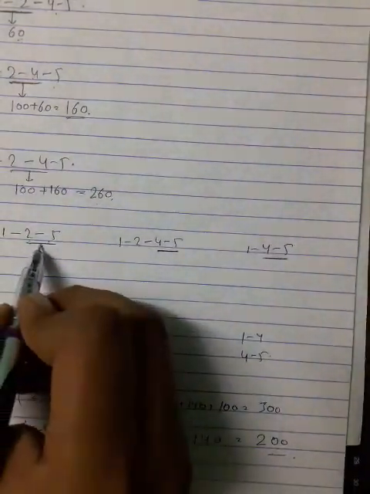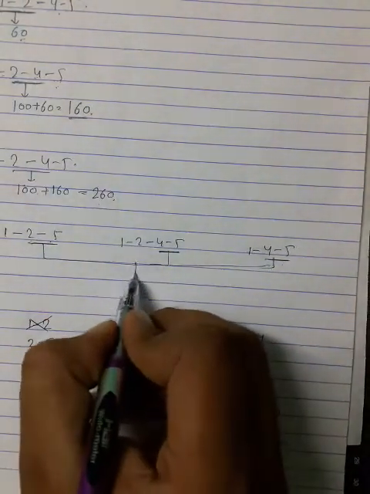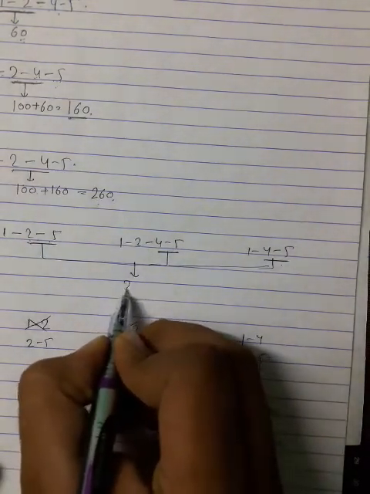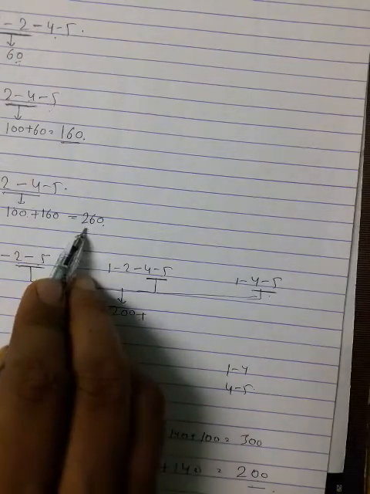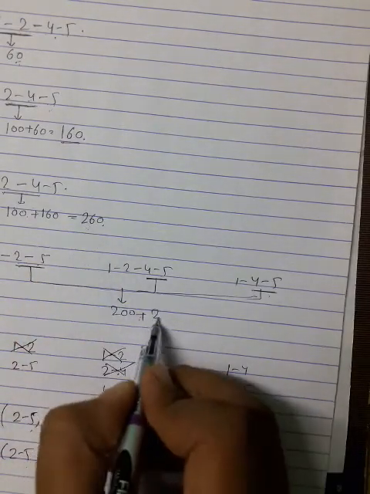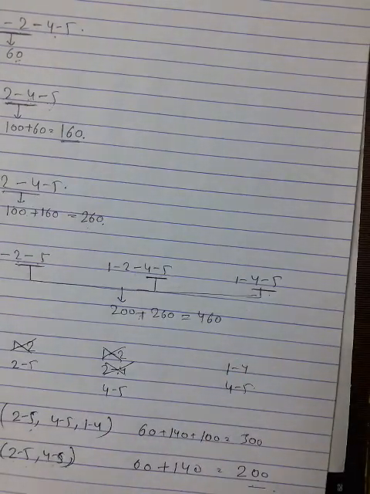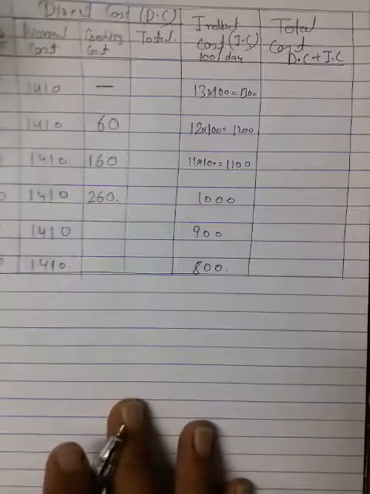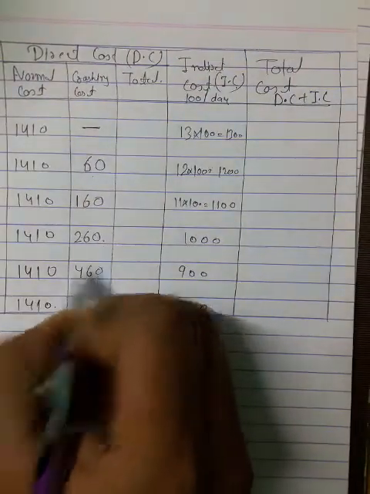And you join it, and in this draw one vertical downward arrow line and write here the 200 value. Further, whatever you got in the previous value you have to add here, that is 260. You are going to get 460 here now. Move to the previous table, and write here what you got, 460.